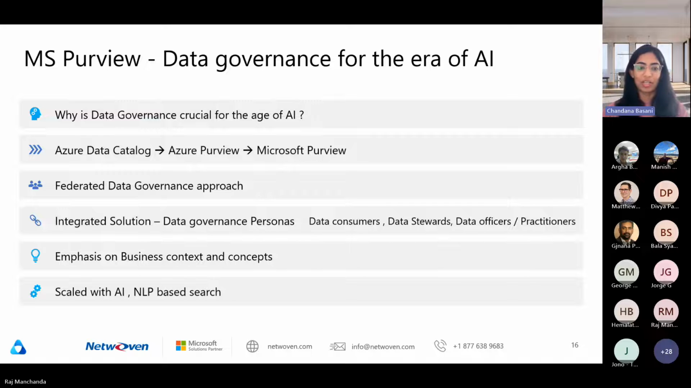So the first and foremost question: why is data governance crucial for the age of AI? Not just AI, but also any application, right? I'm sure we all understand how important it is to have data in good shape for it to be applied for any AI use cases, because your AI or any application or any data analysis is only as good as your data. So it is important to be able to easily identify the existing data, any shortcomings in the quality, and any risk that it may pose.